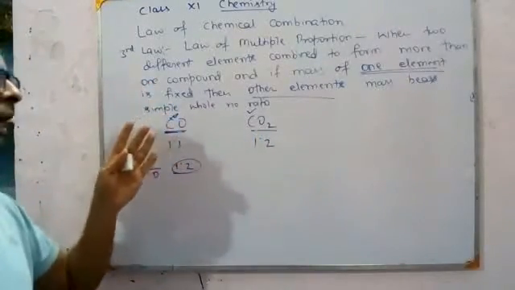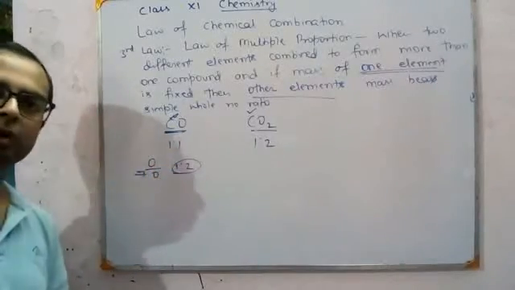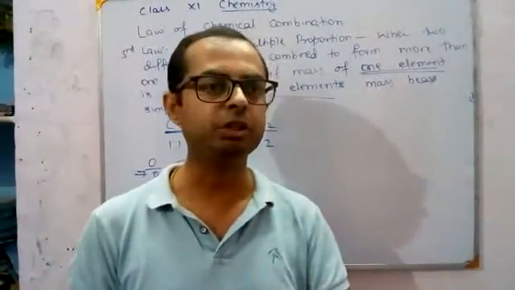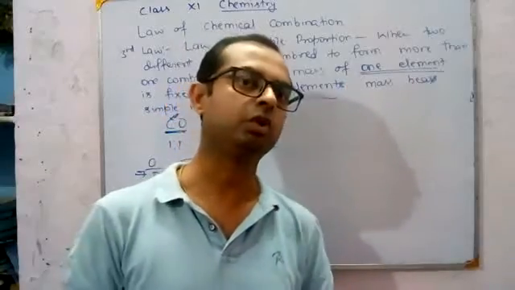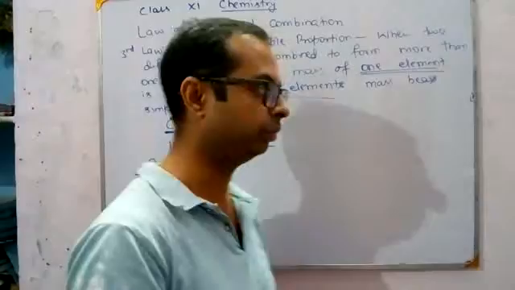This law can be easily understood with one more example, where we take two elements, nitrogen and oxygen, in which we'll see how these two elements combine in different ratios, and keeping the nitrogen constant, we'll see that the ratio of oxygen is a simple whole number ratio. We are going to show you. Let's see.